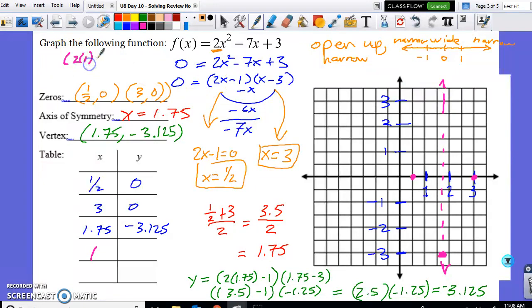It's 2 times 1 minus 1, and I have 1 minus 3. And so I'm going to get 2 minus 1, which is 1. 1 minus 3, which is negative 2. So when I plug in 1, I get negative 2 out for y. So 1, negative 2 will go here. And because of the axis of symmetry, if I go 0.75 over, that's 2.5, I will also get negative 2.